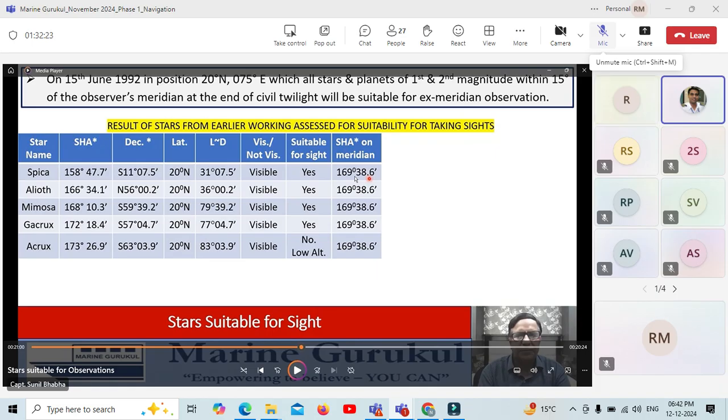Okay, so we will find basically the difference between these two now. This which we showed now is calculated, and that SHA on the left side, we have taken from the almanac. Yes, that's right beta. Right. Okay, sir.